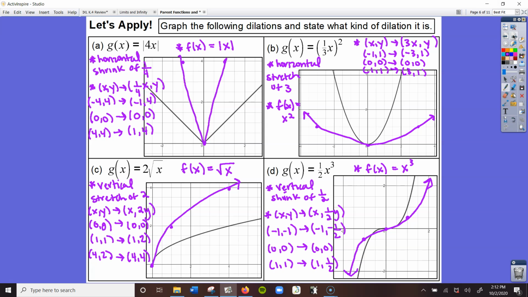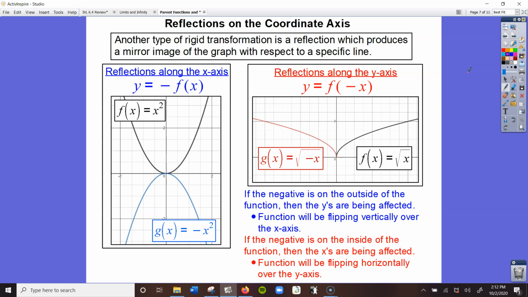Moving on to our next transformation, which are reflections. Reflections are strictly when you see a negative. If you have a negative on the outside of your function, that means that the y values will be changing signs. So it'll be a vertical reflection.